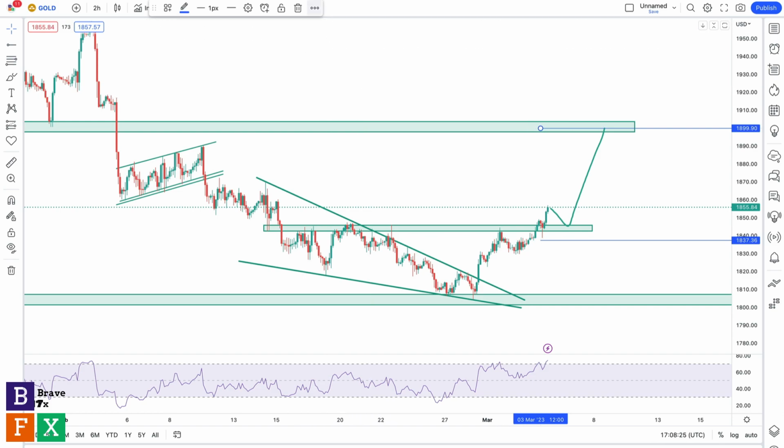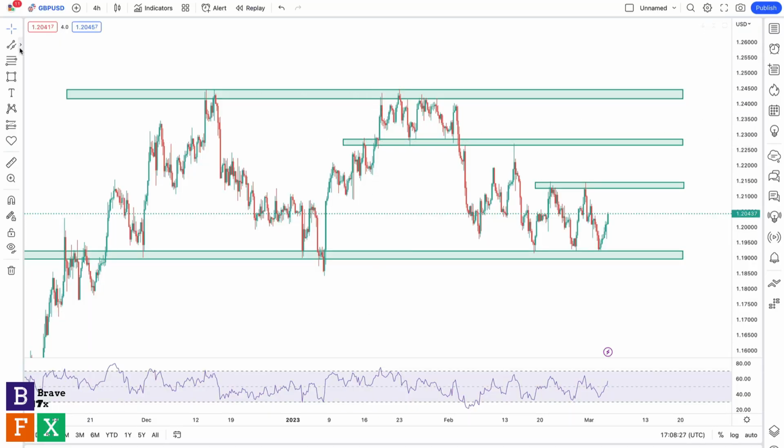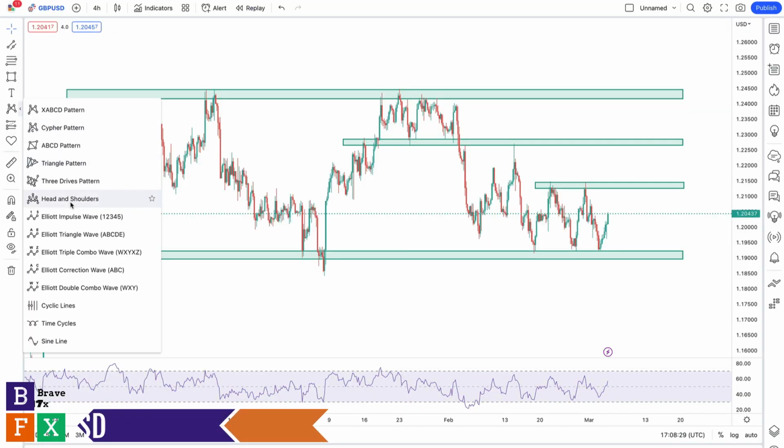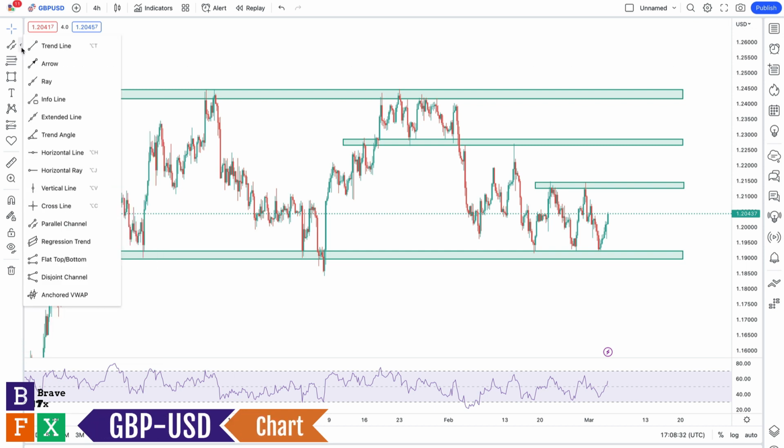So moving on, we're going to talk about GBP-USD briefly. GBP-USD, as we talked about last week as well, we are in a ranging market.